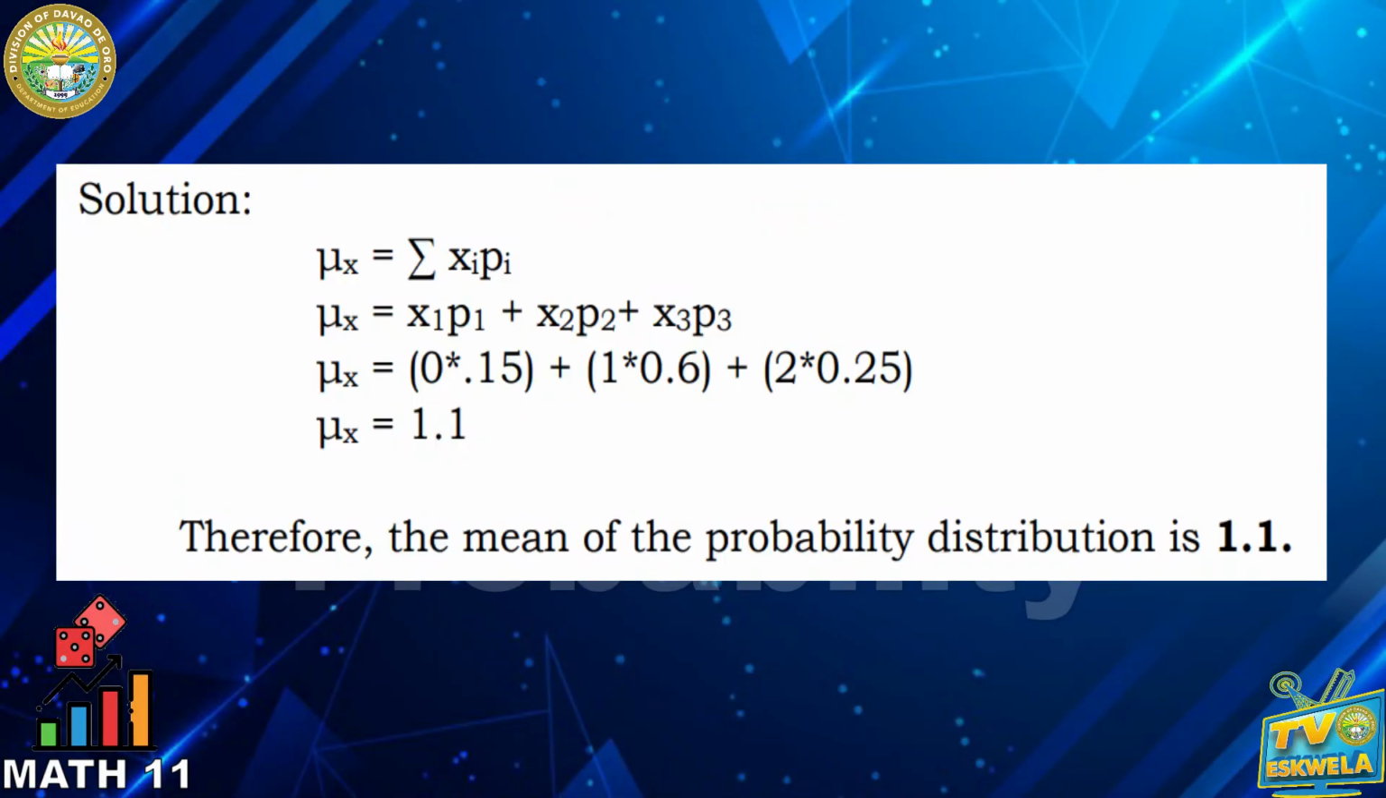Now, let's solve this. Mu of x equals the summation of x sub i times p sub i. Now let's substitute. Mu of x equals 0 times 0.15 plus 1 times 0.6 plus 2 times 0.25. Therefore, the mean of the probability distribution is 1.1.